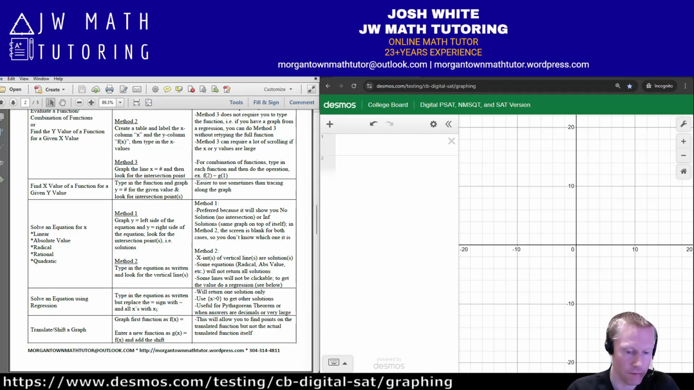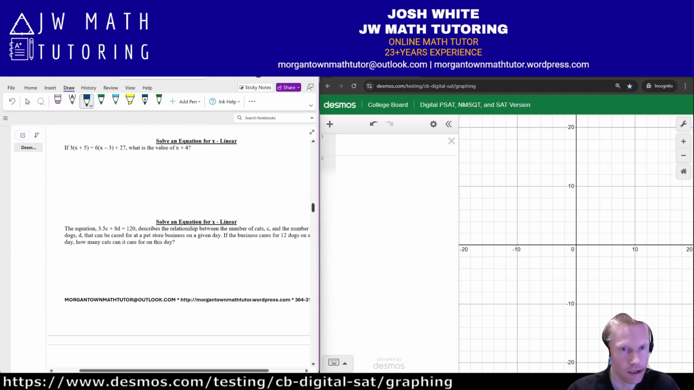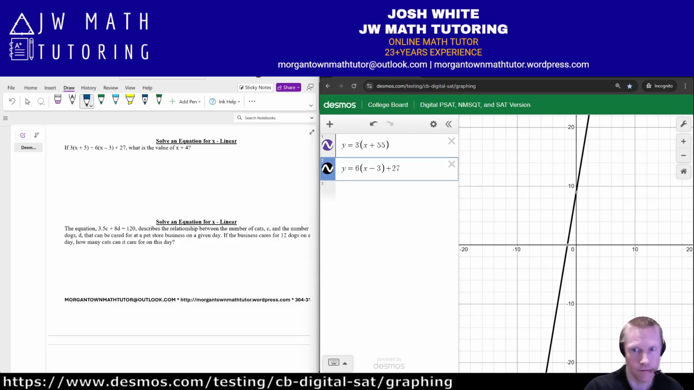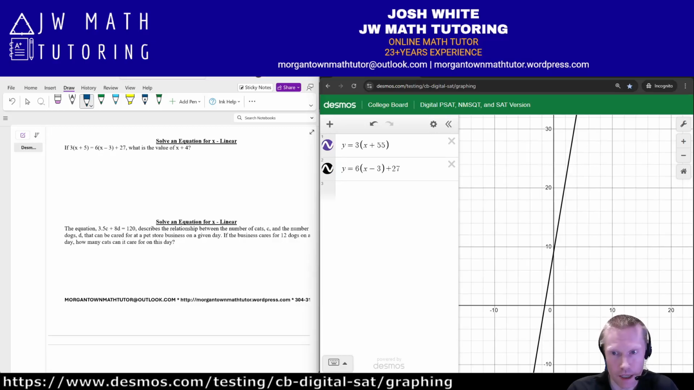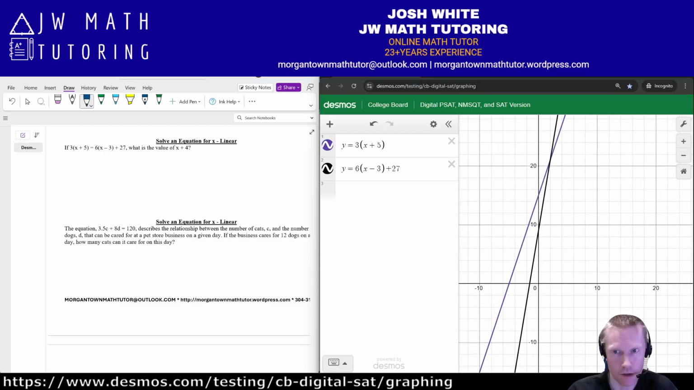All right, so let's look at some example problems now. So here is a basic linear equation that we're going to solve for x. So again, I'm going to use the first method. So I'm going to do y equals left side and then y equals right side. Okay, and then I need to find where they intersect. Okay, then I just need to find the intersection points.